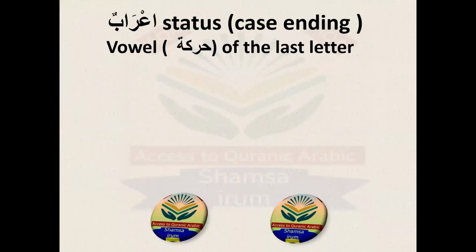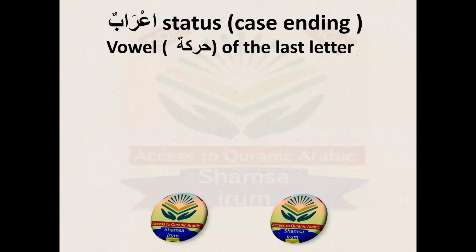Airaab status is basically the case ending: how the word ends, on which haraka it ends. The vowel haraka of the last letter. This is a very important point. You have to notice only the haraka of the last letter. Of course, a word consists of a minimum of three letters. It can be more than three, it can be 4 letters, 5 letters.